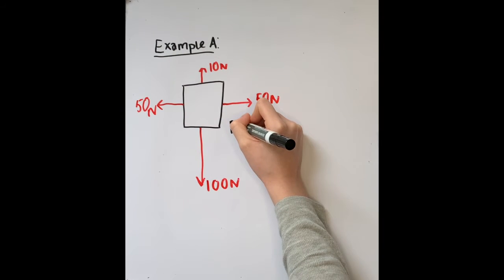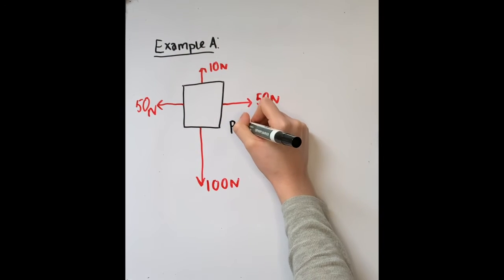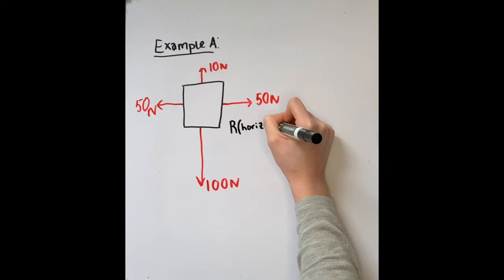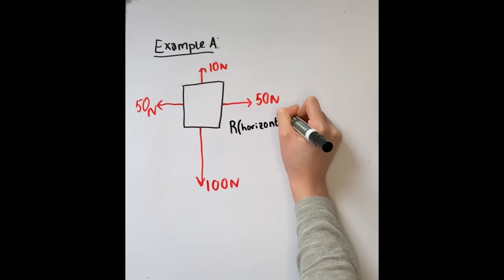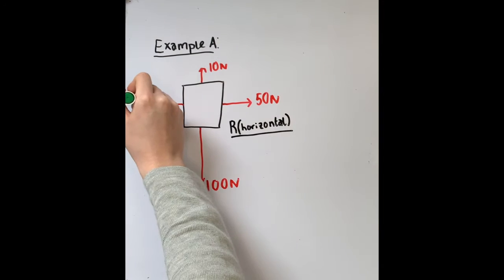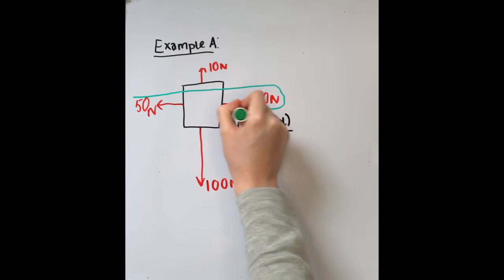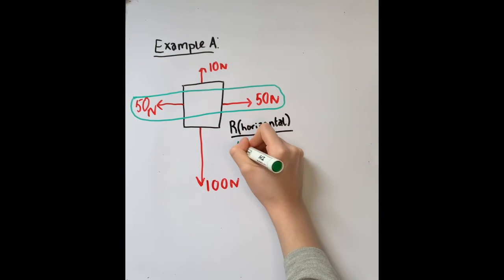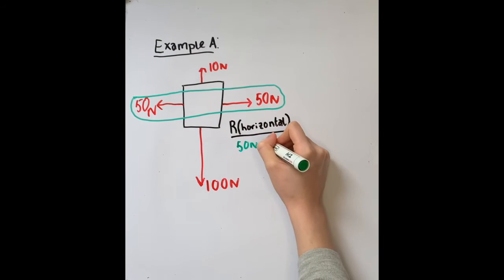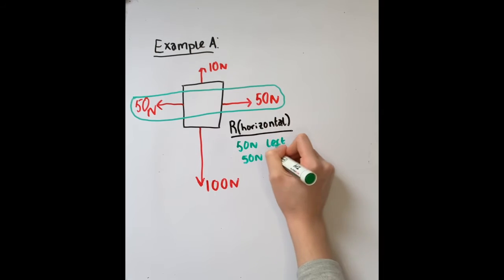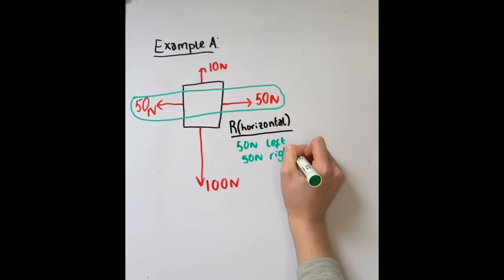So if we're going to resolve this horizontally, we're only going to be looking at the horizontal components. I'm going to denote this resolving horizontally as R brackets horizontal, so that we can keep track of what we're doing. To look at the horizontal components means to only look at the components of force, so the forces acting along the horizontal direction. And I've shown this with the green circle. We only have the 50 newtons to the left and to the right acting horizontally. So they're our horizontal components.